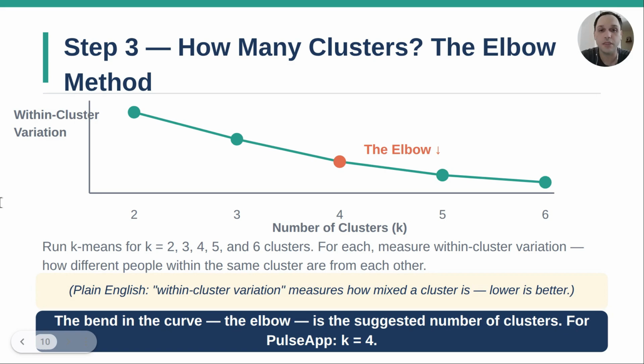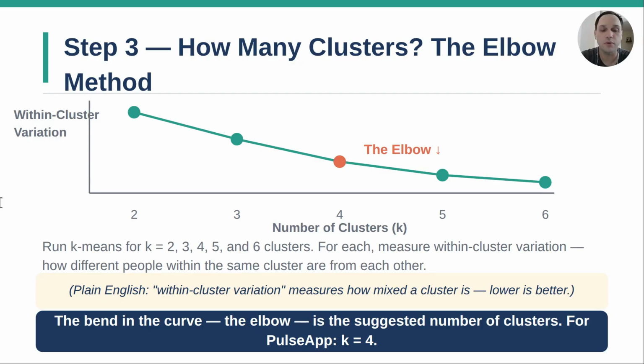Choosing how many clusters is the most important decision in the whole analysis, and the elbow method is the most common tool for guiding it. Here's how it works. Run K-means for different values of K: 2 clusters, then 3, 4, 5, 6. For each, measure within cluster variation, how different people within the same cluster are from each other.